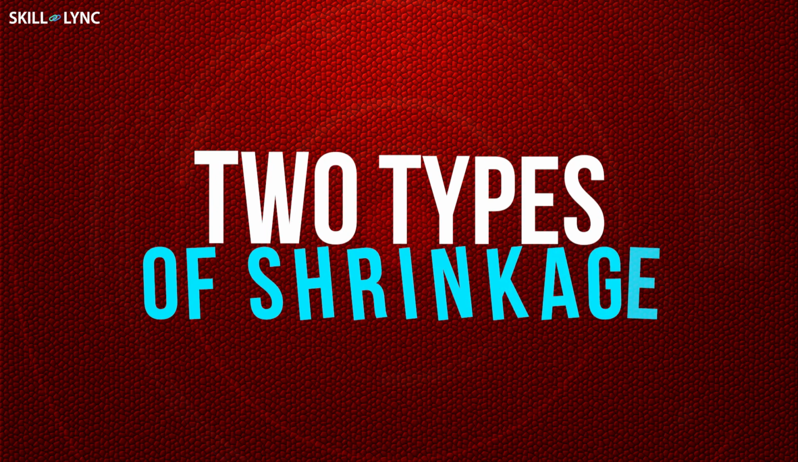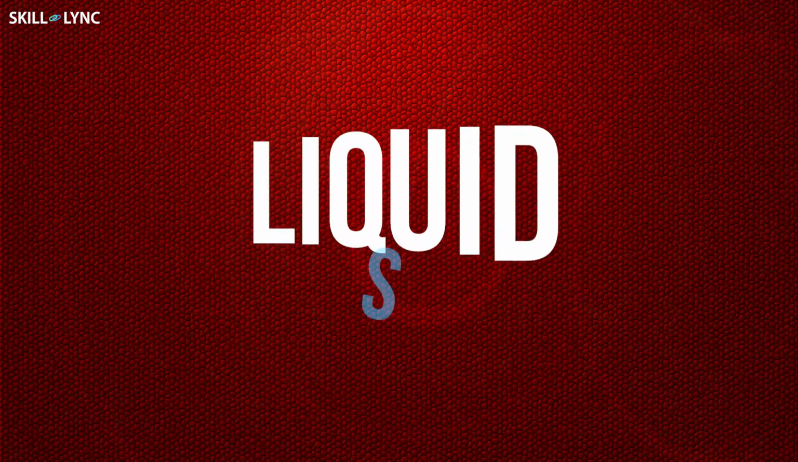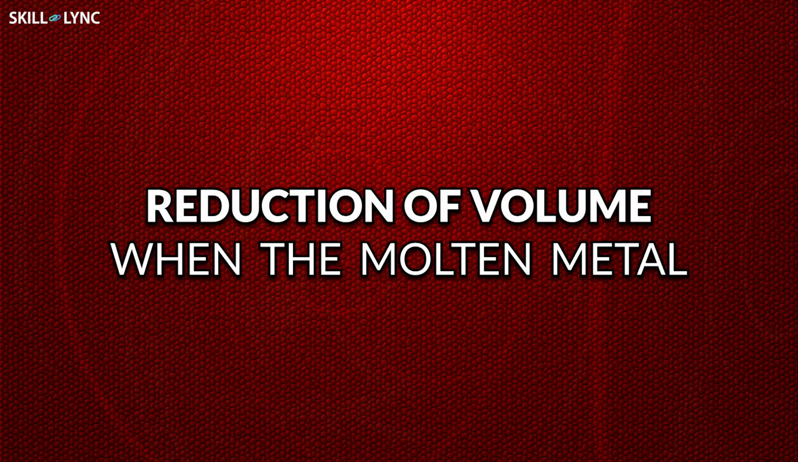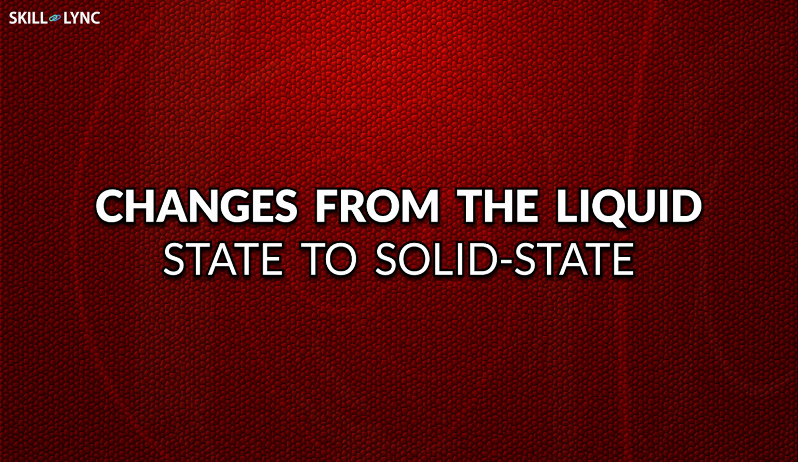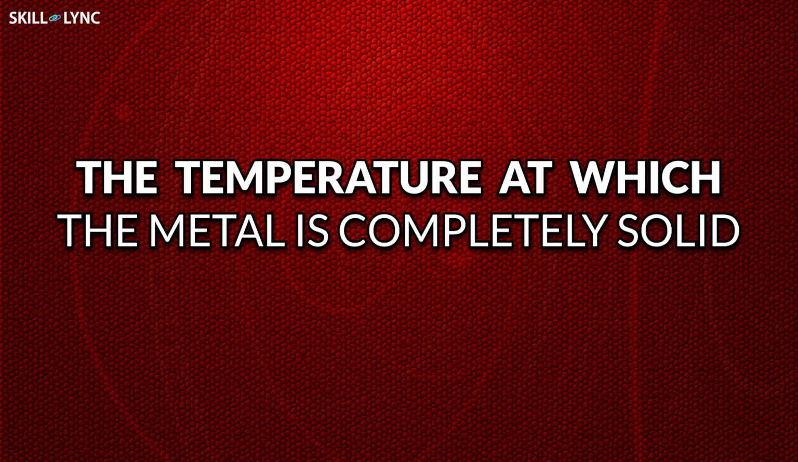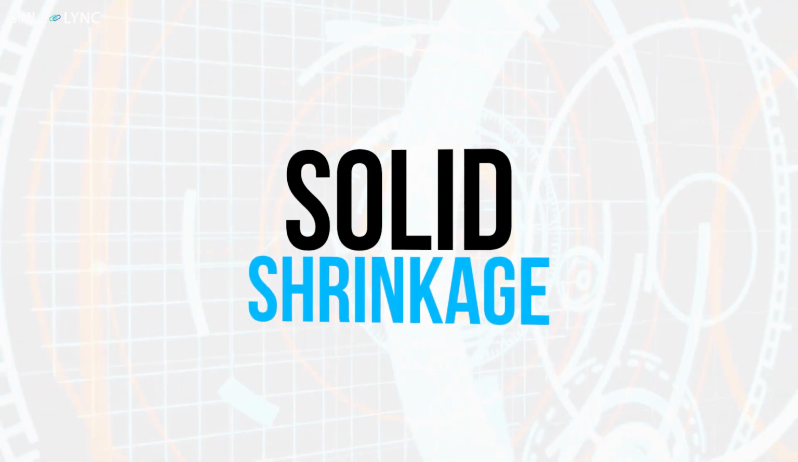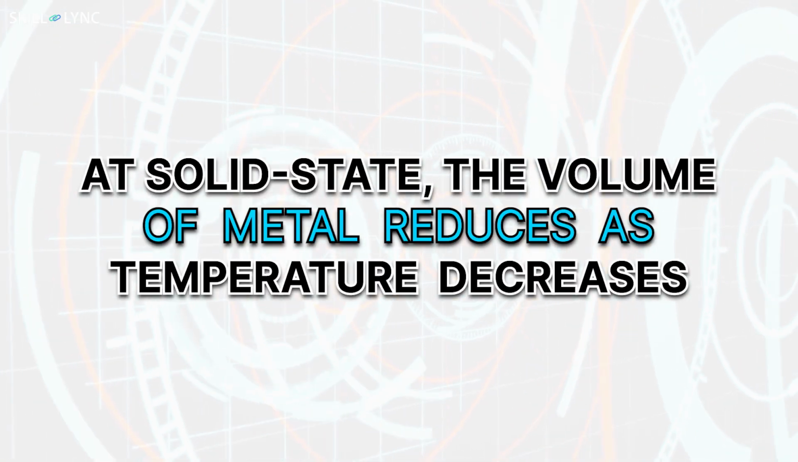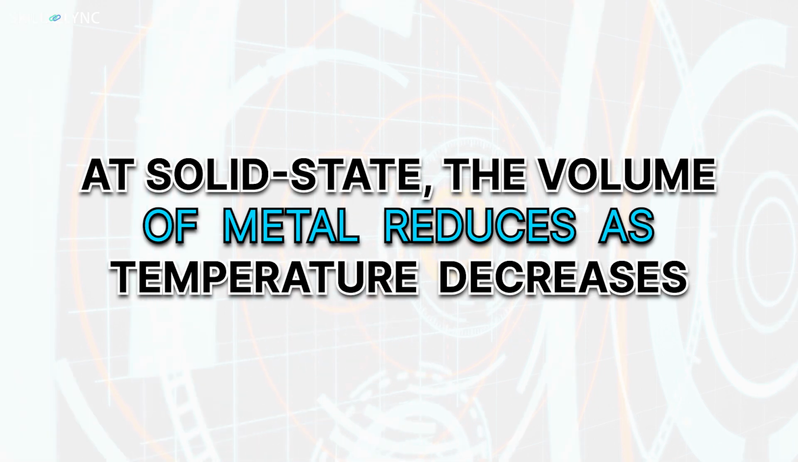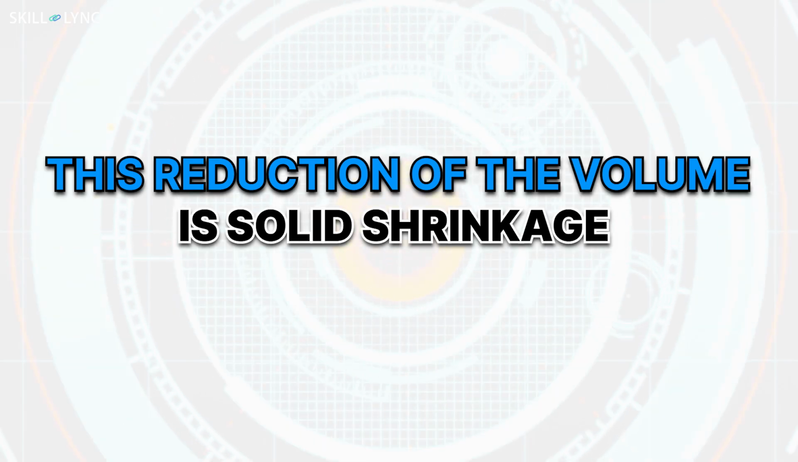There are two types of shrinkages that we must be aware of. The first type of shrinkage is liquid shrinkage. It is a reduction in volume when the molten metal solidifies and changes its state from liquid to solid at the temperature where the molten metal has completely solidified. Now, what's the second type of shrinkage? Well, it's the solid shrinkage. When the metal loses temperature in solid state, its volume reduces. This reduction of the volume is known as solid shrinkage.